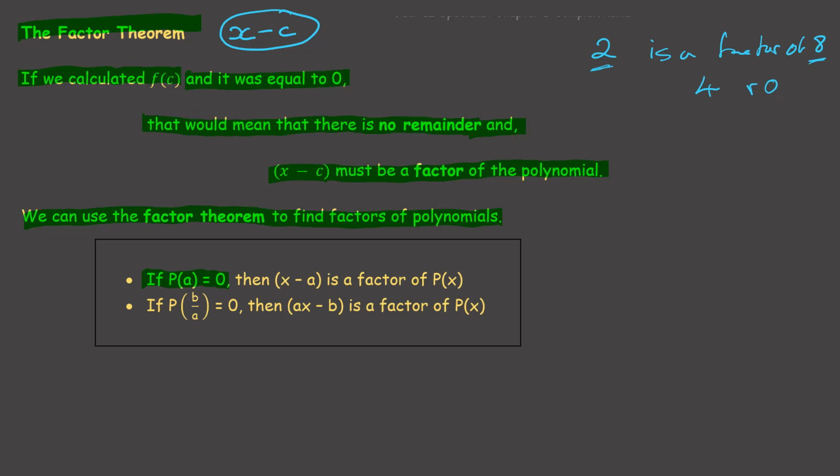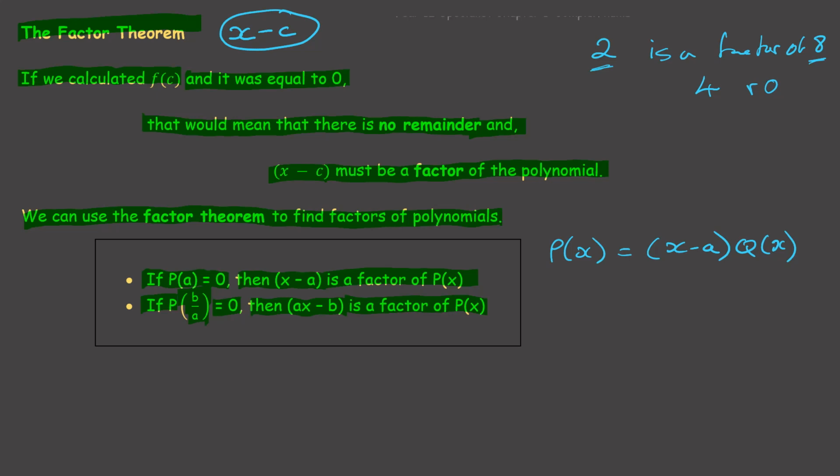If p of a is equal to 0, then x minus a is a factor of p of x. If p of b over a is equal to 0, then ax minus b is a factor of p of x. Remember, when there's no remainder, our p of x would end up being, let's just say, x minus a q of x. And that's it, because there is no remainder.